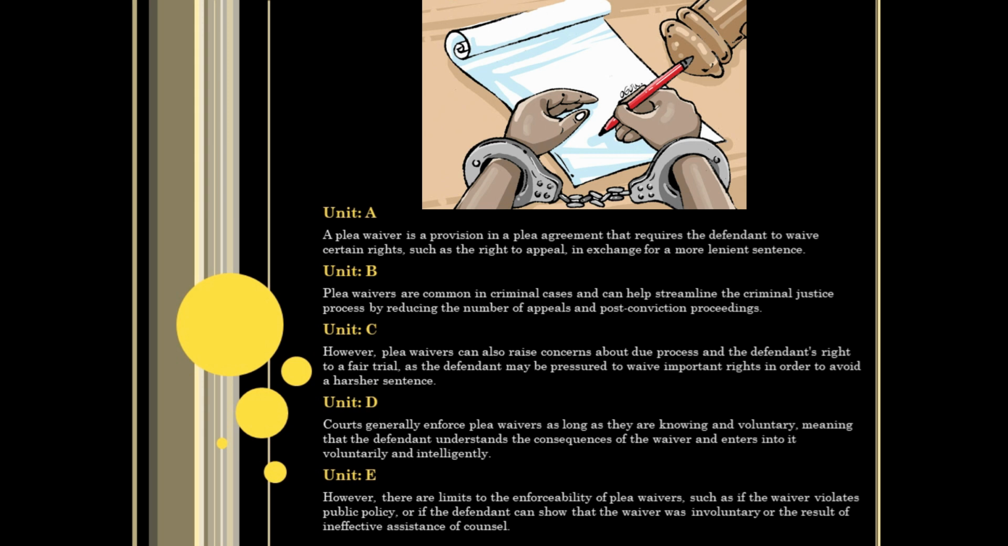Unit E. However, there are limits to the enforceability of plea waivers, such as if the waiver violates public policy, or if the defendant can show that the waiver was involuntary or the result of ineffective assistance of counsel.